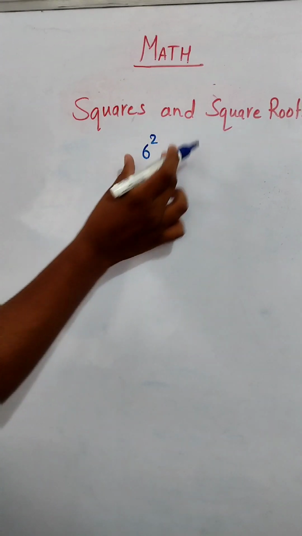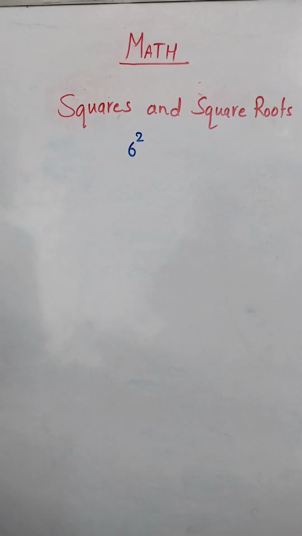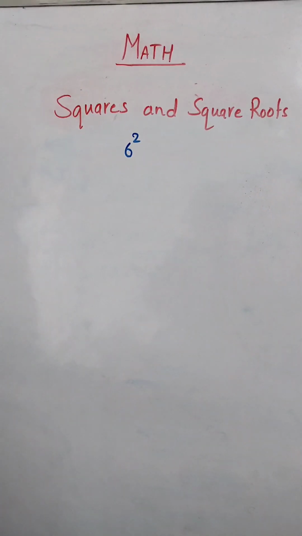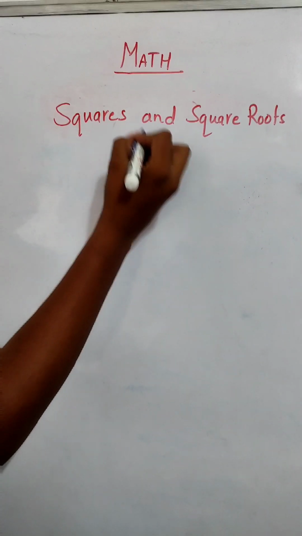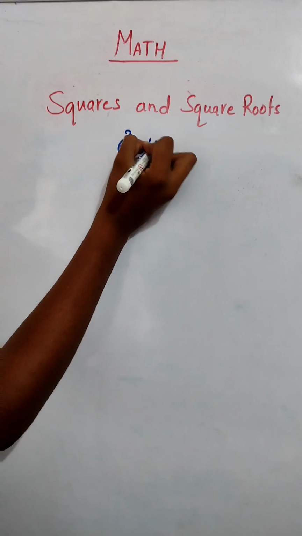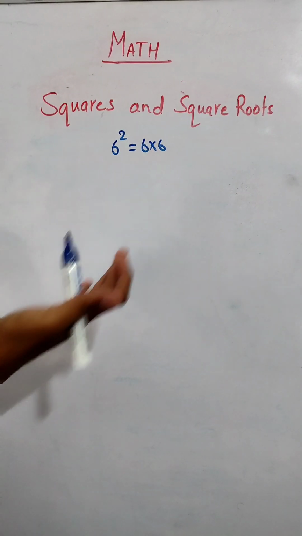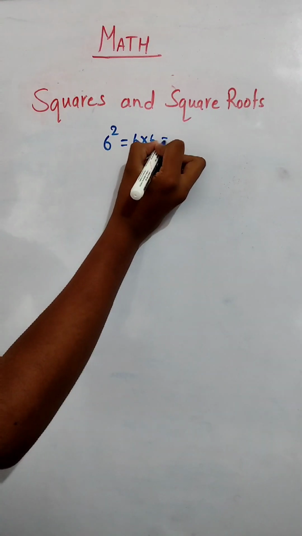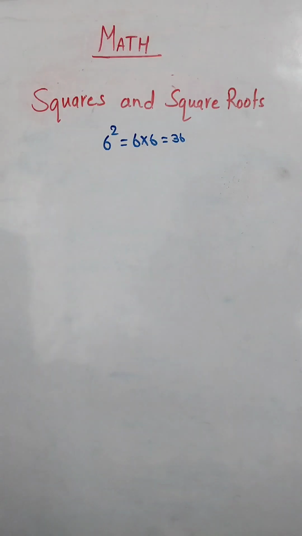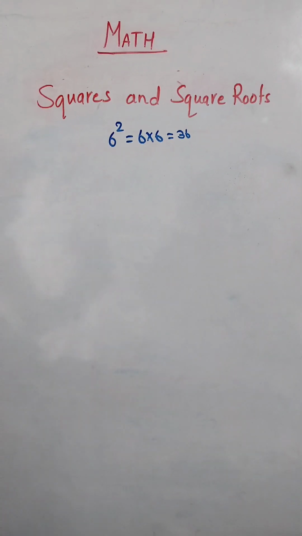Now that we know how to write a square, how can we simplify it to actually solve it easier? We can simplify 6 square to write it as 6 times 6, or 6 into 6, which is equal to 36. Square numbers scale very quickly.